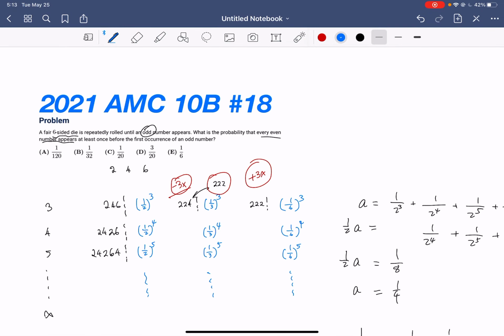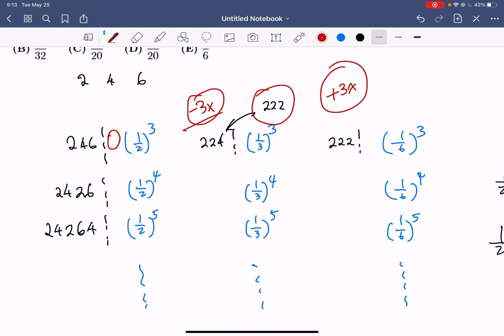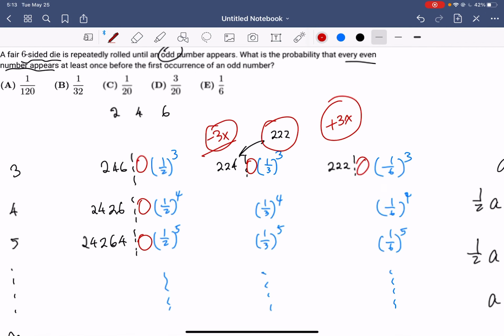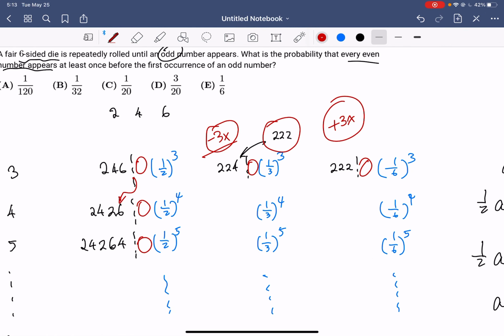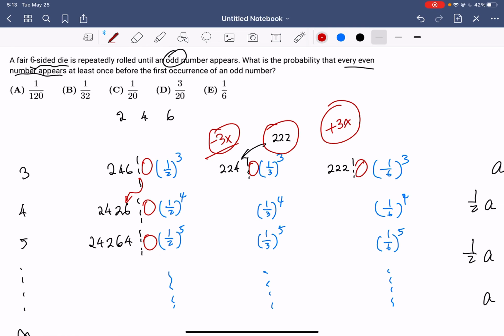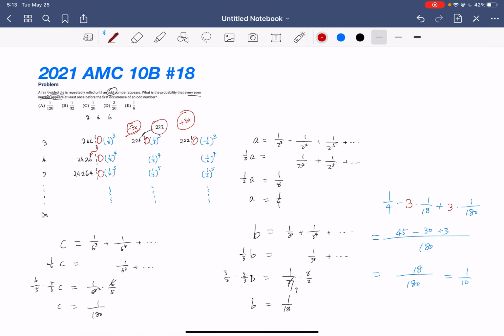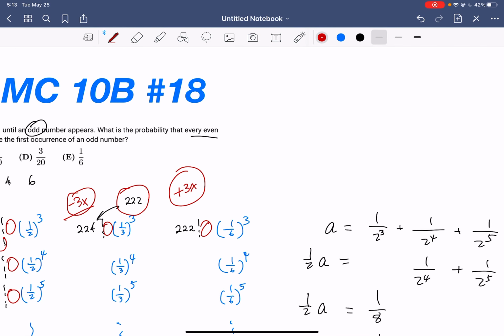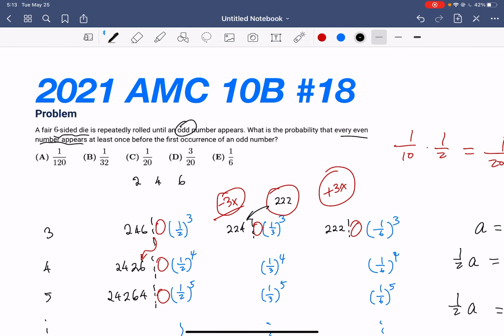And are we done? No, we're not. Because notice that over here we didn't count the final roll, but we need an odd number. If it is an even number, it just gets counted in the next term. So we need to multiply our answer by 1/2. So the final answer would be 1 over 10 times 1/2, which gives us 1 over 20, or answer choice C.